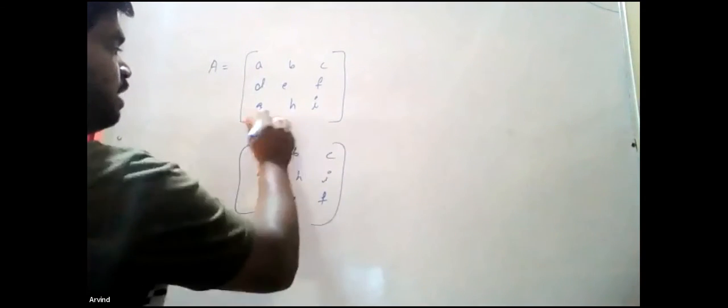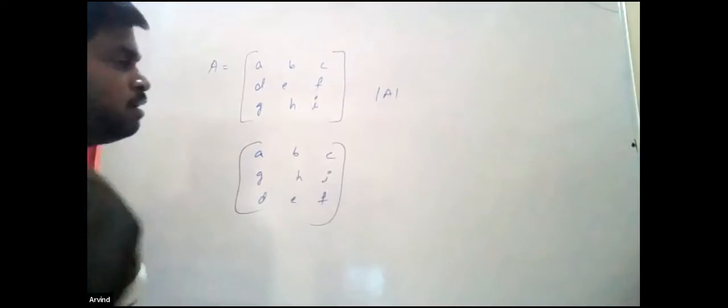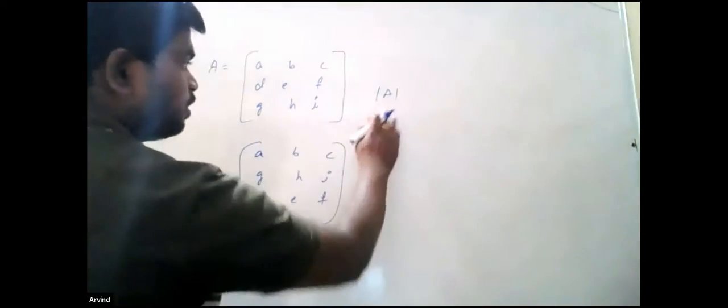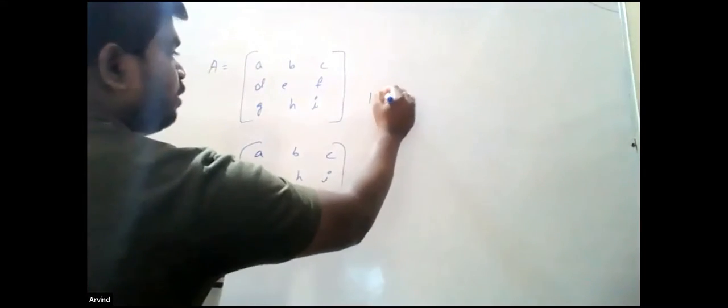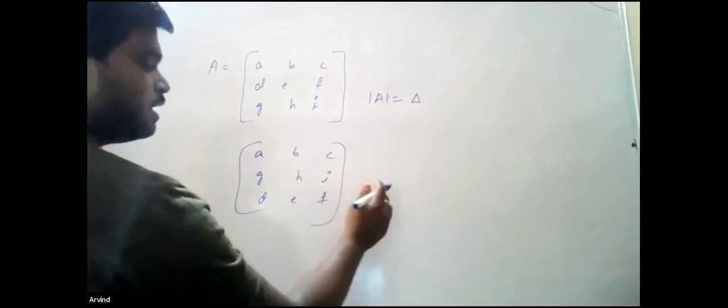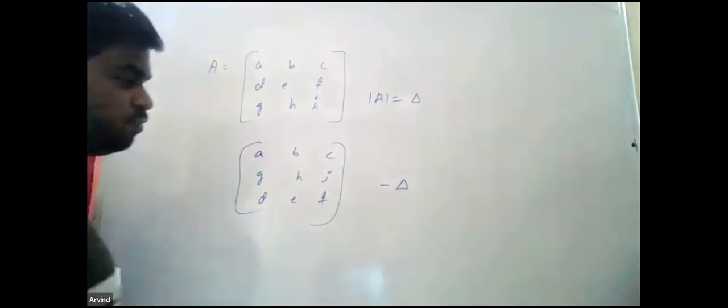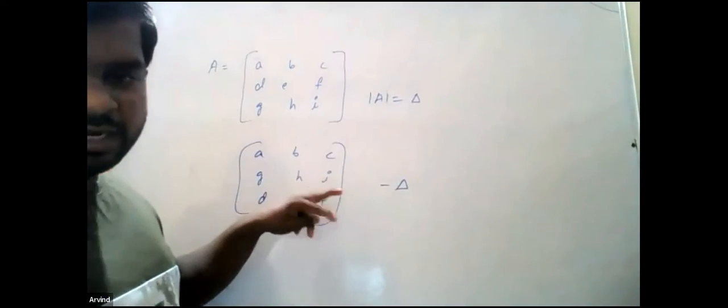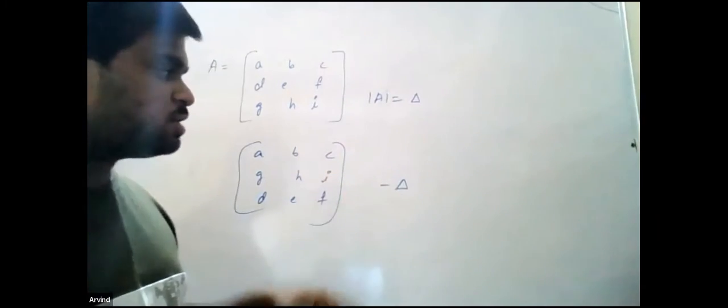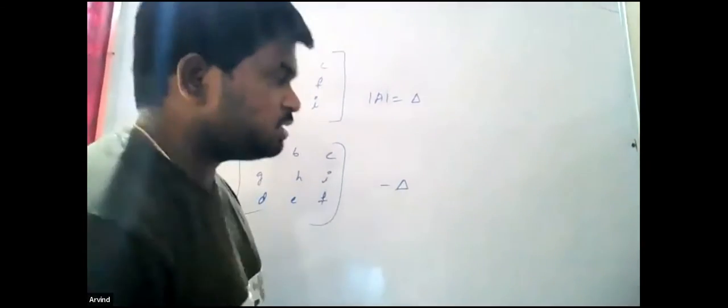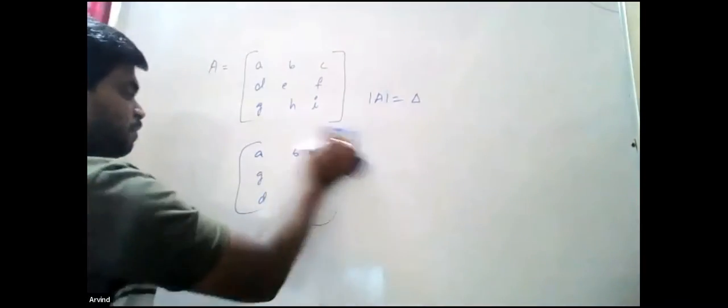Okay. So this matrix's determinant, if I take the determinant of A to be delta, this determinant will become minus delta. If you interchange the rows or interchange the columns, the sign of the determinant changes. That is the second property. When you change the rows, the determinant's sign changes.